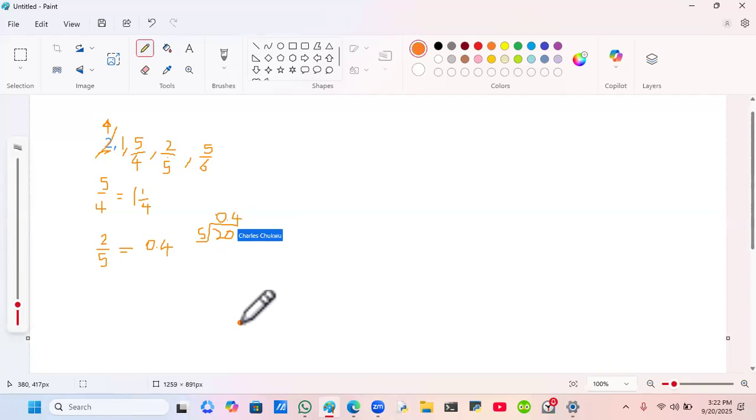Lower, 1/4 or 0.4. I'm not done. Let's finish first. Then the last one.